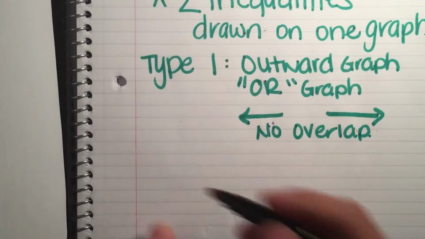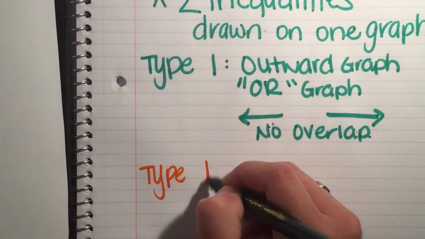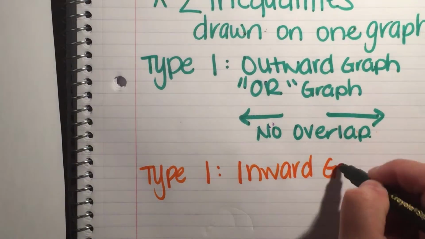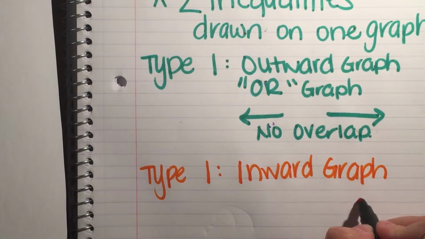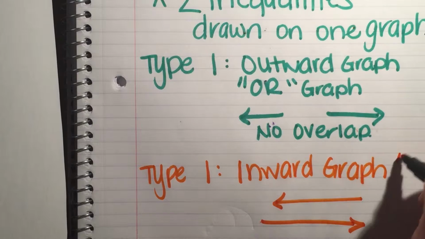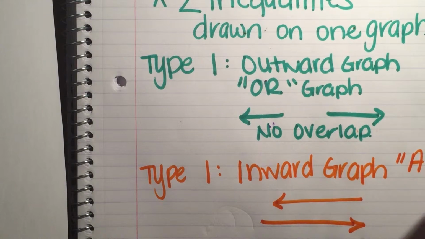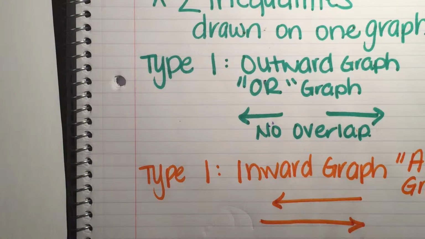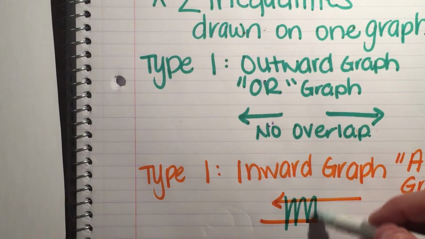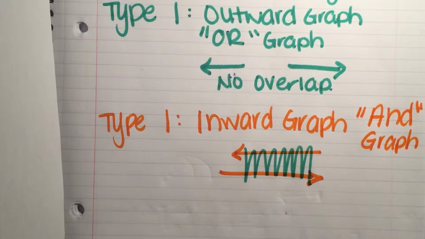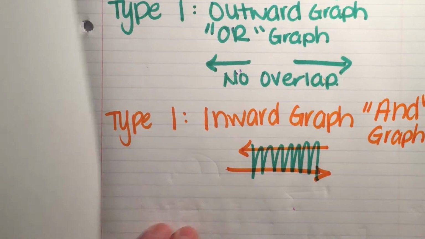The second type is type 2. That's an inward graph. And that generally means you'll have two inequalities facing inward. They're just sometimes called an AND graph. And that means that there's going to be some overlap. And that's where you get the AND from. So you can have your Oreo and your cheesecake if you want.